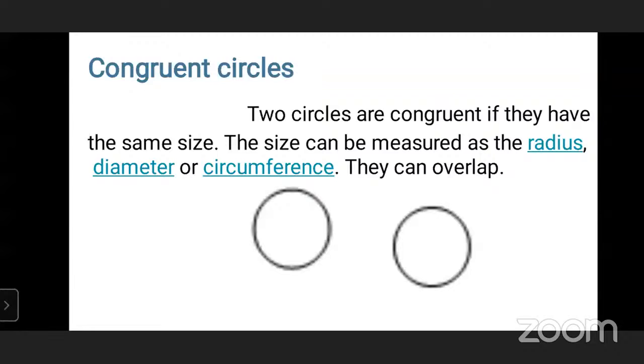Here on the screen 2 circles are shown. 2 circles are congruent if they have the same size or same radius. The size can be measured as a radius, diameter, or the circumference. They can overlap.